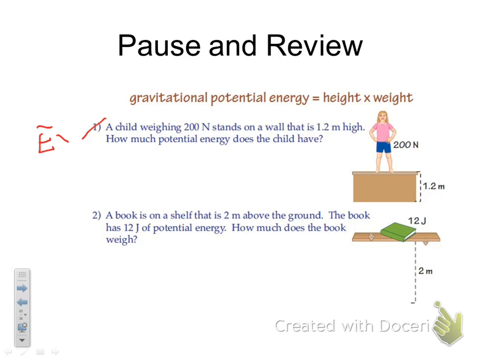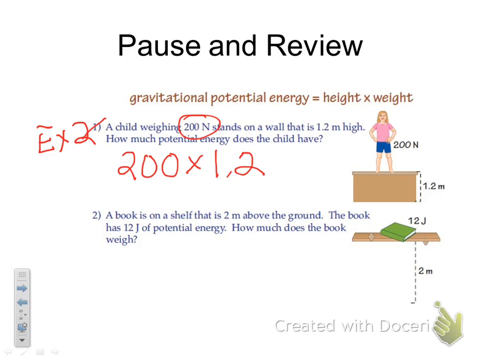A child weighing 200 newtons. Now 200 newtons is your mass and your gravity combined, so that's your weight. The child stands on a wall that's 1.2 meters high. How much potential energy does the child have? What are we going to do to figure out the potential energy? Multiply. Multiply what by what? We're going to multiply 200 times 1.2.